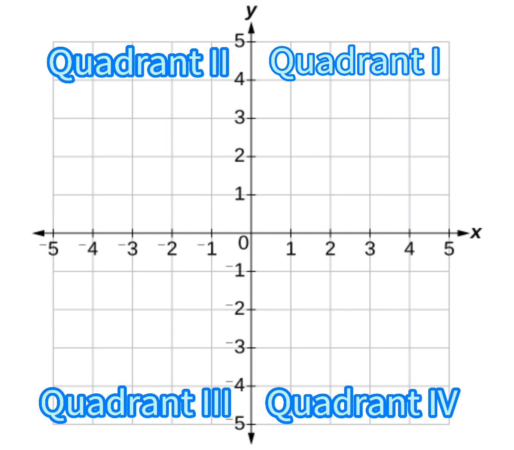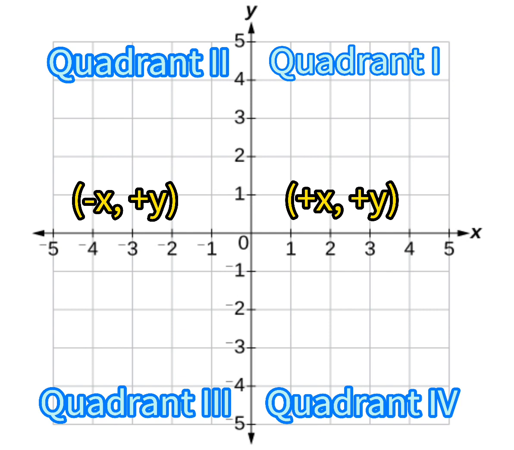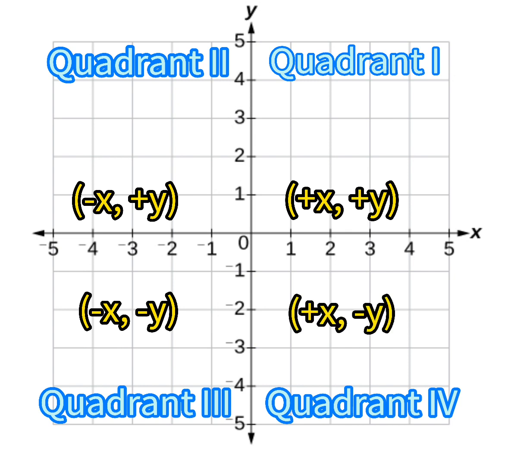On the first quadrant lies the positive x-coordinate and the positive y-coordinate. On the second quadrant lies the negative x-coordinate and the positive y-coordinate. The third quadrant is the negative x-coordinate and the negative y-coordinate. And lastly, in the fourth quadrant is the positive x-coordinate and the negative y-coordinate.